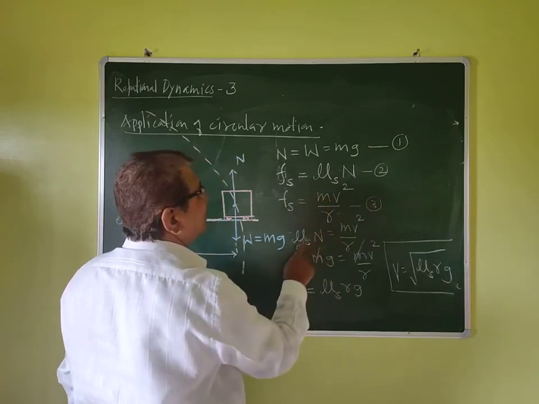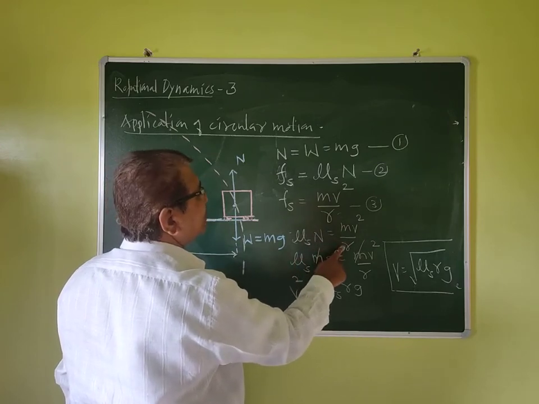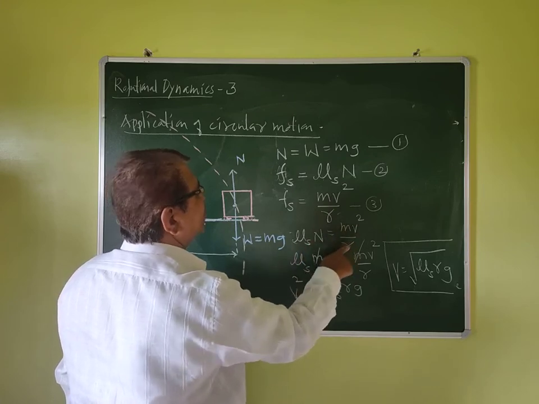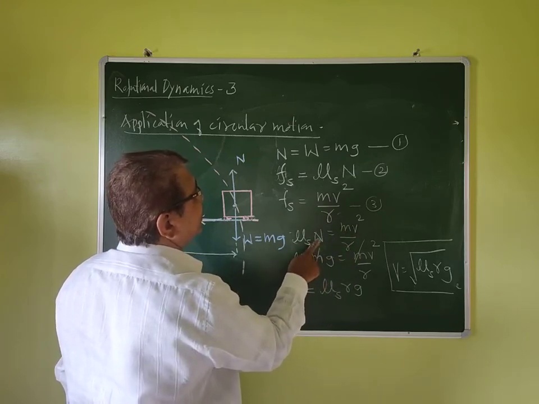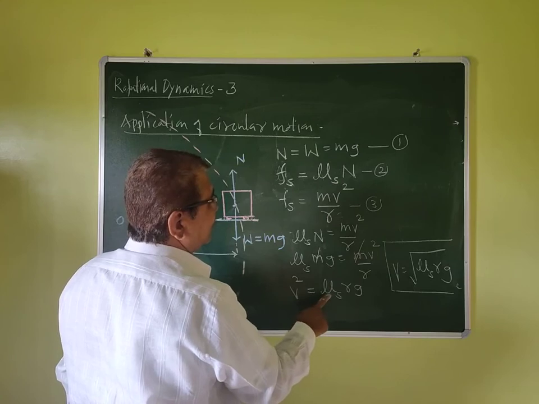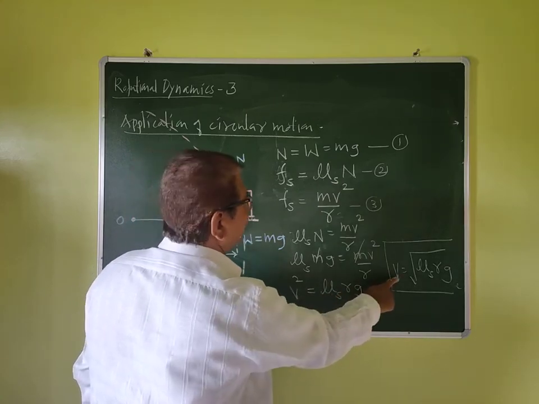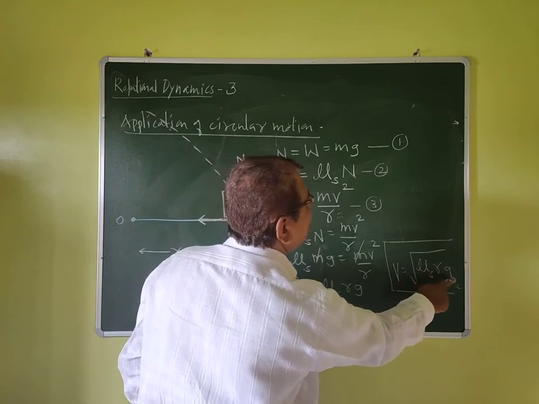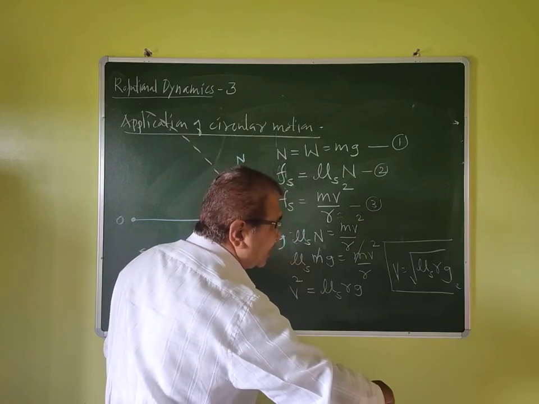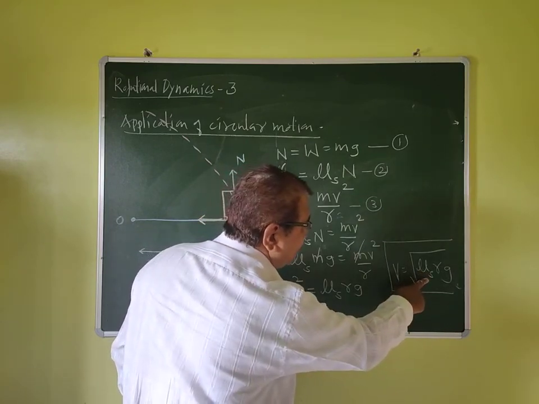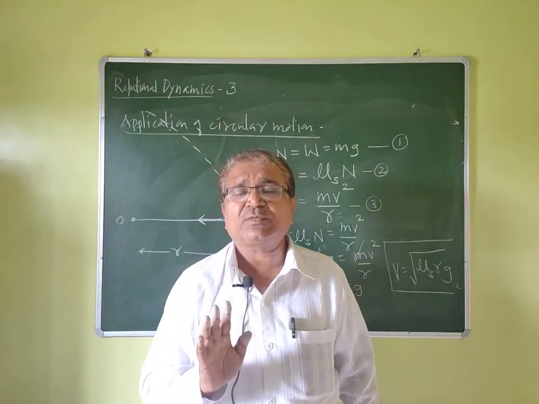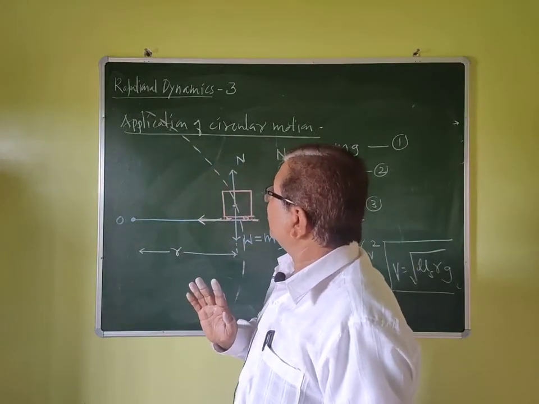Comparing 2 and 3, we get what? Mu s into N is equal to mv square upon r. M gets cancelled here. Put the value of N is equal to mg from this. So we get what? V square is equal to mu s into rg. So V is equal to, take square root, mu s into rg. So this velocity at the time of turning on the circular track depends upon coefficient of static friction and radius vector. So this is all about the application of circular motion.